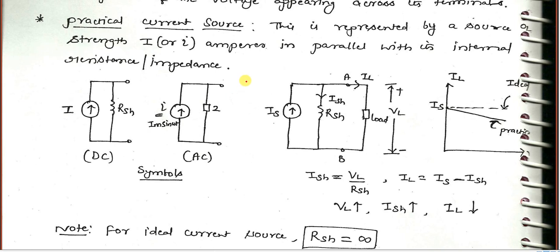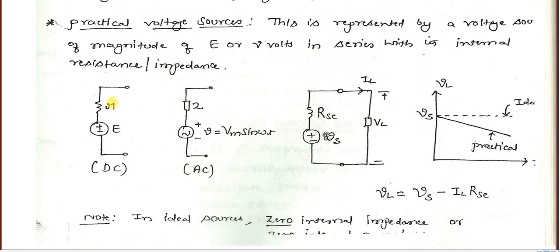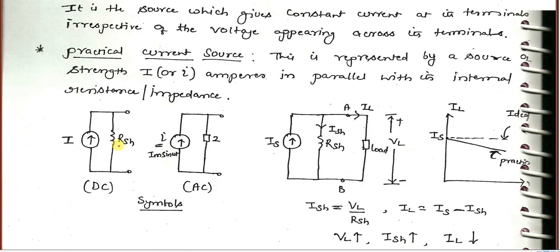Consider practical current sources. In a practical current source, there is a shunt resistance. RSH means shunt resistance, or you can simply write RP or RS, or anything, source resistance. It is represented by a source of strength, current value, in parallel with its internal resistance. Remember, in voltage sources we have series resistance. Always for a voltage source, you have to connect series resistance. For a current source, you have to connect parallel resistance. In case of a DC network, we call it a resistance. In case of an AC network, we call it an impedance.